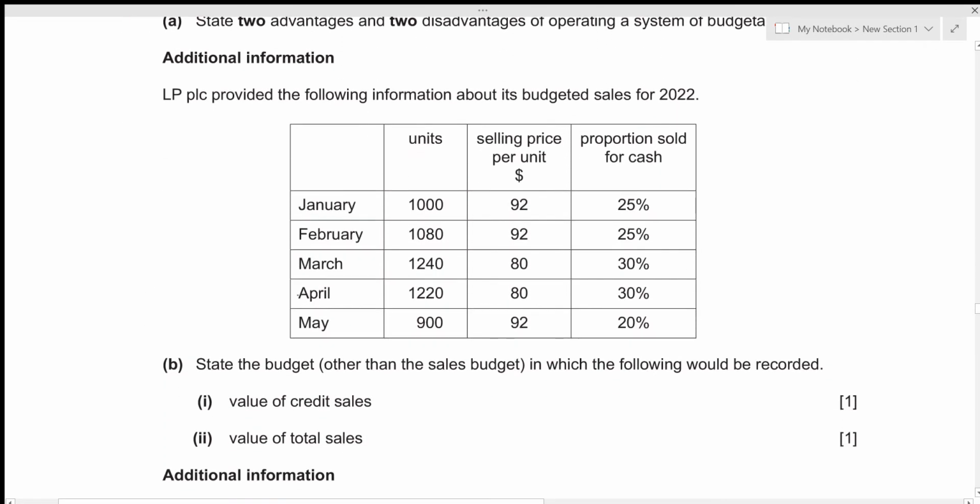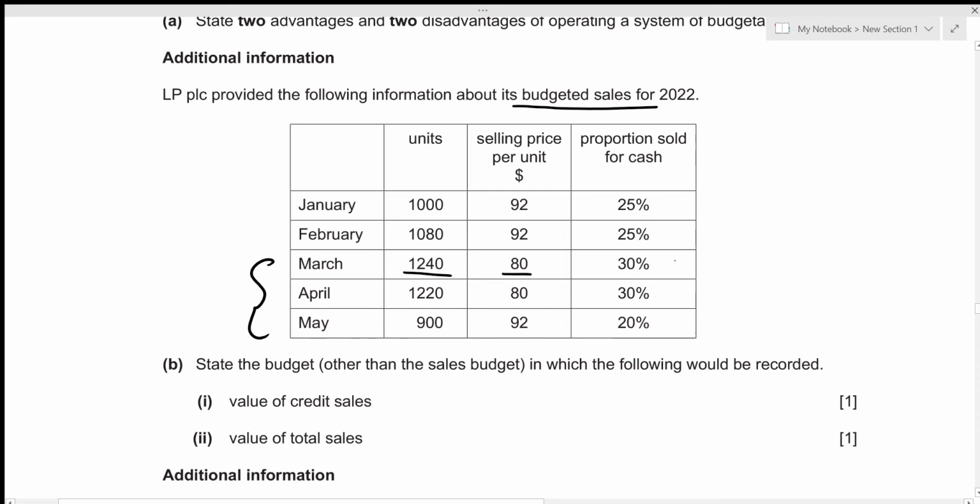We are given the information regarding our budgeted sales right here. And we are told the proportion sold for cash. So this is just the proportion of the total sales made, which will be cash sales. And we are preparing our cash budget for the month of March, April, and May. So let's figure out the cash sales made in those particular months. The total sales is just going to be the total number of units multiplied with the selling price per unit. So for the month of March, the total sales is just going to be 1,240 times 80.